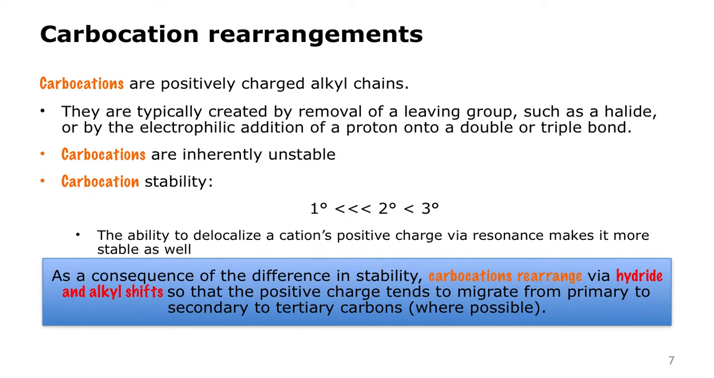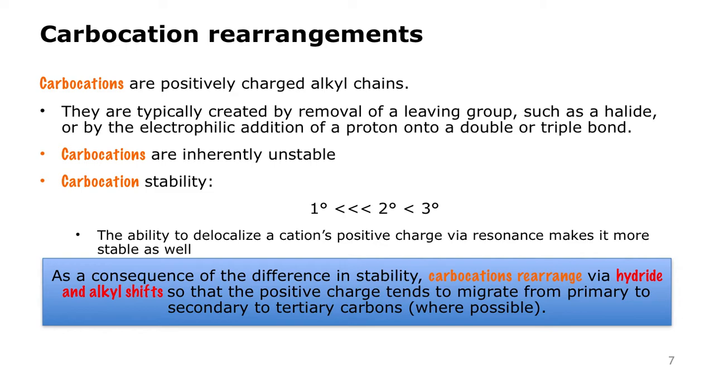So just to refresh your memory, carbocations are positively charged alkyl chains. So there's a carbon somewhere in the molecule that bears a positive charge. They are typically formed when a leaving group leaves and you're left with a carbocation, or they're formed upon protonation of a double or a triple bond. They are reactive intermediates, so they are inherently unstable under normal reaction conditions, although they do have a finite lifetime.